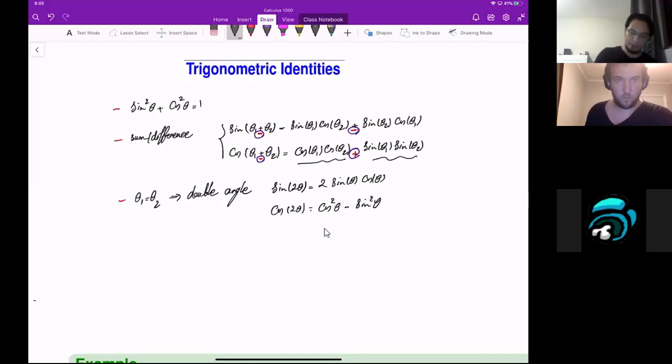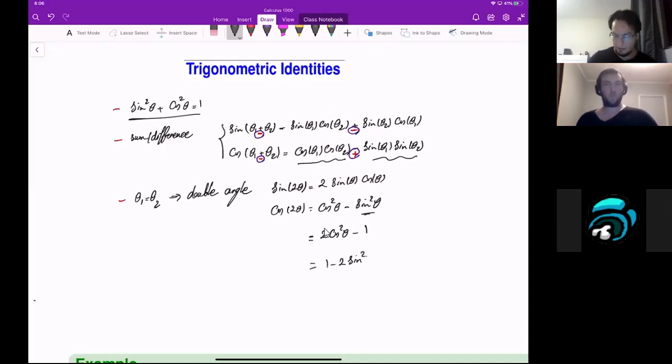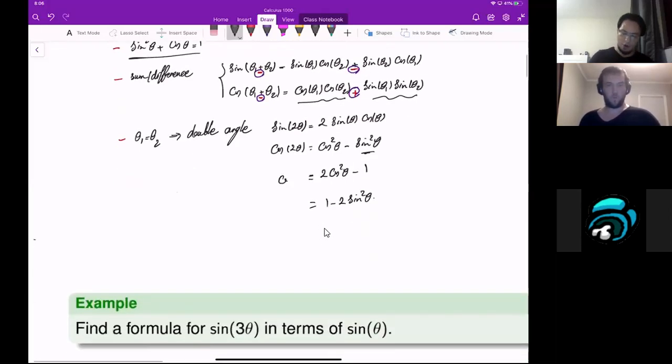Now, you can use this Pythagorean theorem and replace sine squared by 1 minus cosine squared. So that way you will get 2 cosine squared theta minus 1. Or you can change cosine squared to 1 minus sine squared, and you will get 1 minus 2 sine squared. And these are all the same formulas, but different forms.